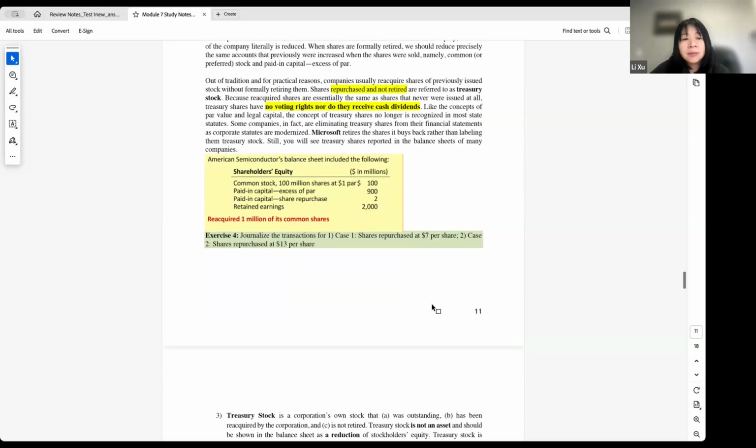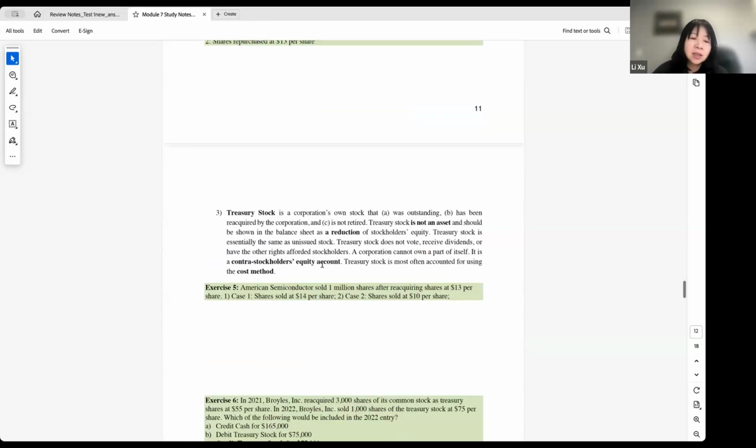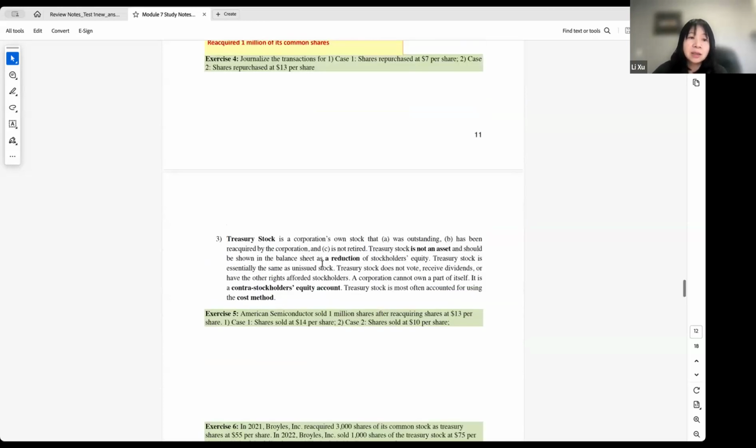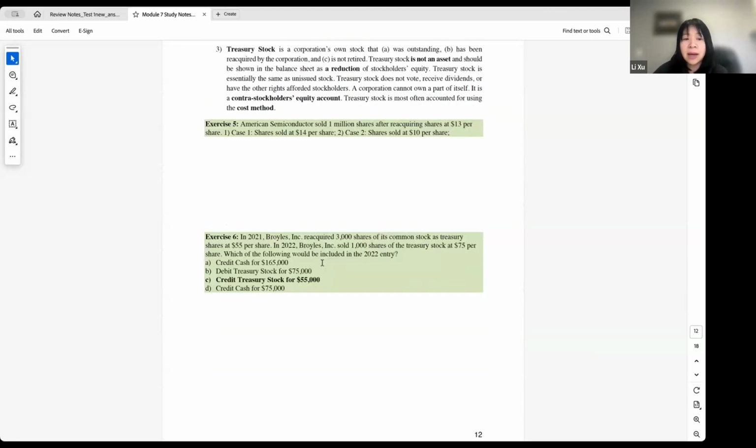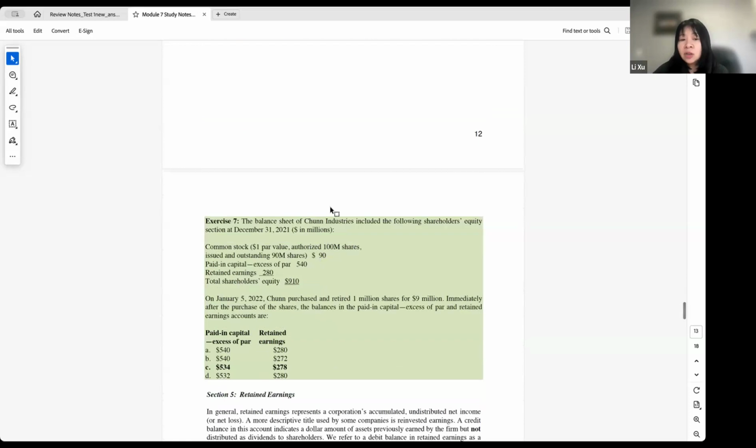Okay. Here, just go over this question, make sure you understand what happens when you sell treasury stock at a different price. So, exercise 4, exercise 5, exercise 6, know how to do it. We're not going to do exercise 7, so cross out exercise 7.